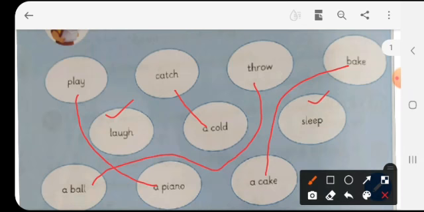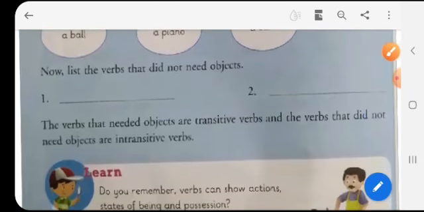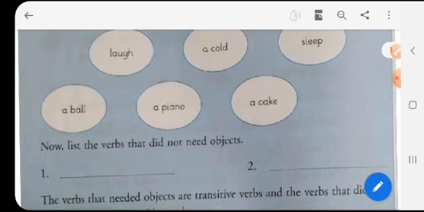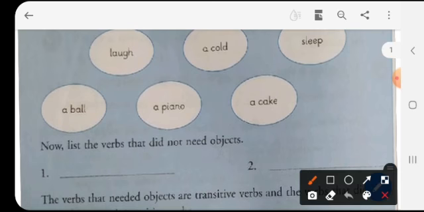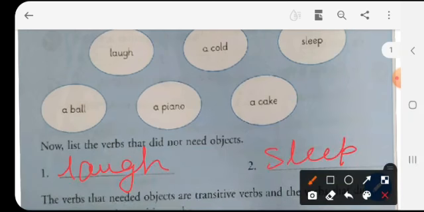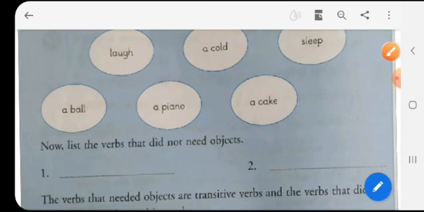Now let's see. Now list the verbs that did not need objects. So which are the verbs which didn't need the objects? That is laugh, and the second is sleep. These are the verbs which did not need any object.